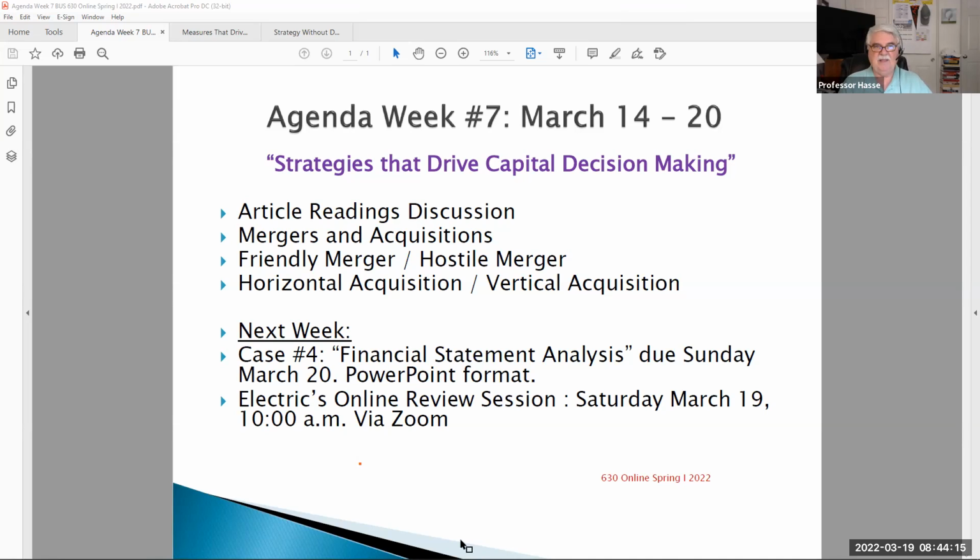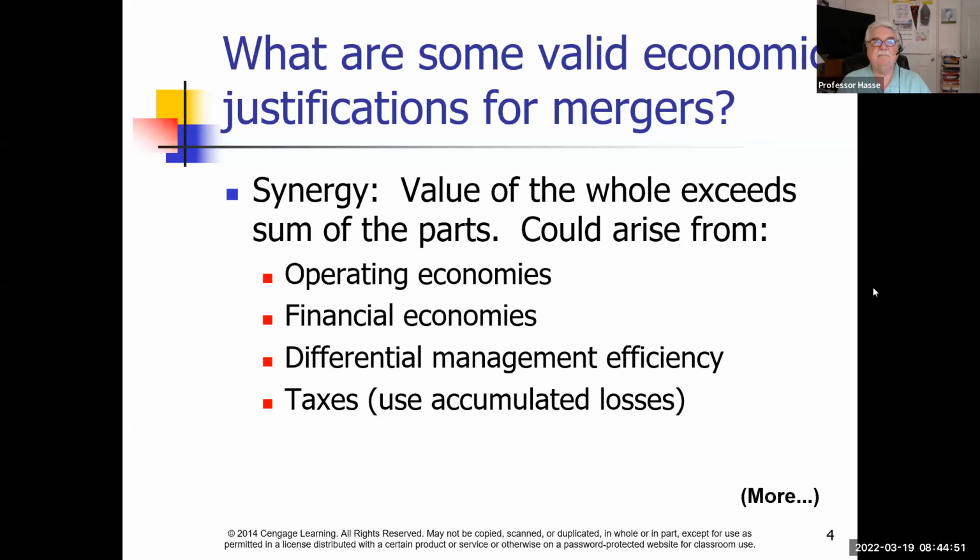But our topic at hand this week is looking at strategies that drive capital decision making. And the first strategy is what we summed up in our review this week in our lecture video: mergers and acquisitions. When companies run out of alternatives as far as getting financing or making a lot of profits, they look for other areas of finding justification for getting capital. And that is in merging or acquiring other companies.